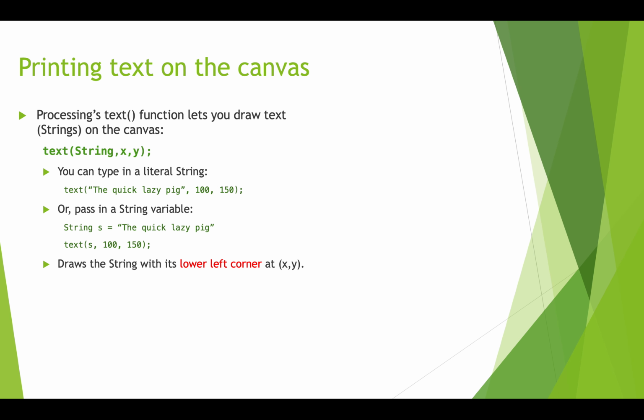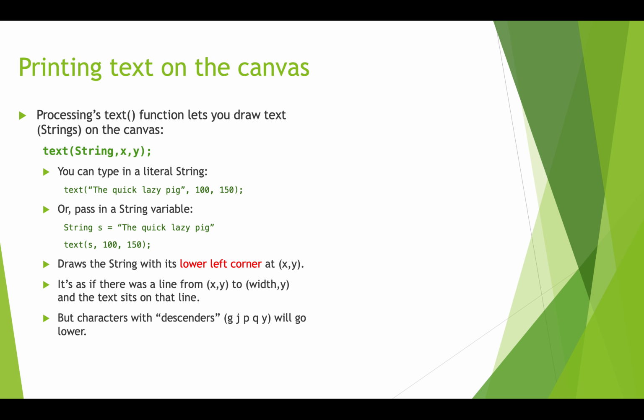And you may be like, well, what's the lower left corner of a string? So it basically draws a line from x, y over to width, y, a horizontal line across the screen from that coordinate you passed in, and the text sits on that line. So that means that characters are mostly above that line, but characters that have the descenders, the bits of the character that go below, will actually go below the line.